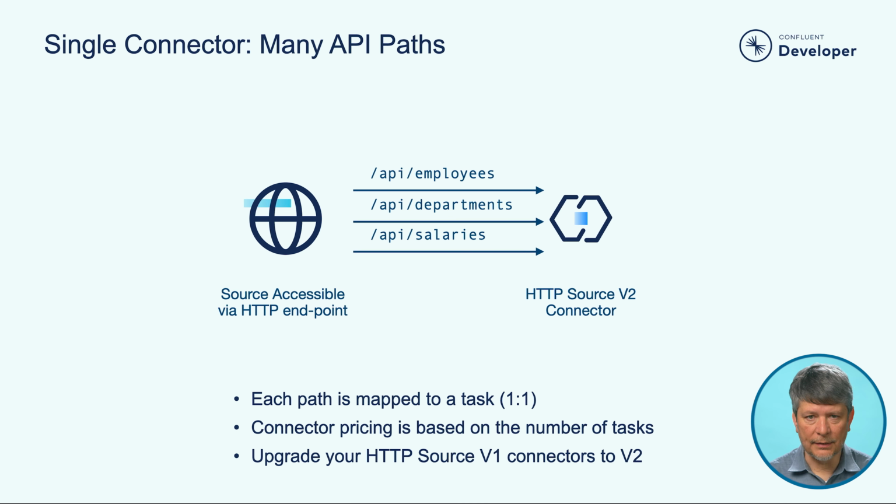In Kafka Connect, a task is a unit of work that runs in parallel within a connector. Each task is responsible for processing a subset of the connector's workload, enabling scalability. Each task independently pulls its assigned endpoints on schedule, fetches data, performs transformations if any, and publishes the data to a Kafka topic. In our example, there's a one-to-one mapping between tasks and API paths. One task is allocated to employees, one for departments, and one for salaries.